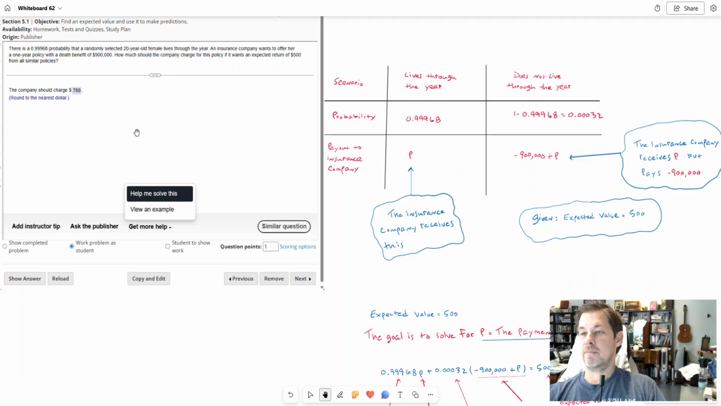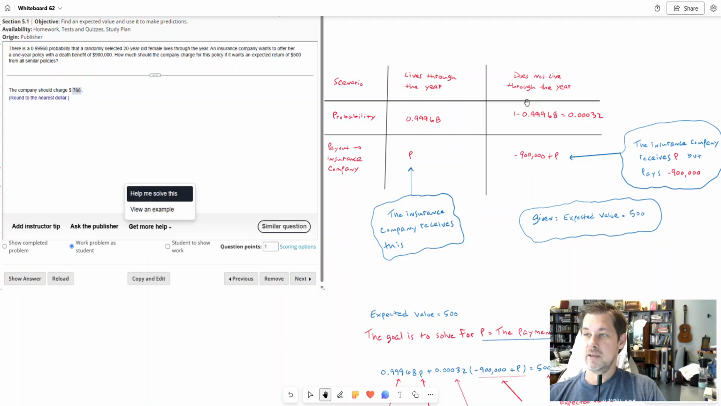So I'll let you read the problem, but here's the breakdown as far as I see it. There are two scenarios for this insurance provider. One is that the person who's insured lives through the year, and it's almost certain that's going to happen. More than a 99% chance. That's the probability that this person who is insured lives through the year. Now, when a person buys insurance, they have to pay the insurance company to be covered, and we're going to say that that's P. So with a more than 99% chance, the insurance company receives a payment of P from the person being insured. Okay?